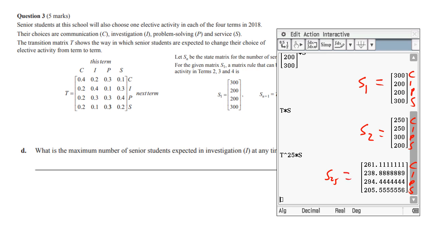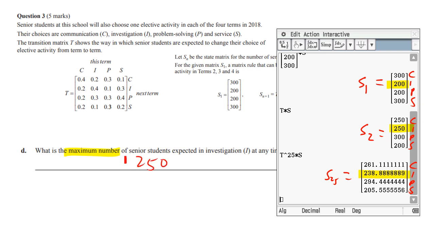All right, we could have done S3 and S4, and then just had to find the maximum number. But you can see that investigation is 200, then it's 250, and you can see that over the long term, it just goes to 239. So what people often did in this question was they wrote 239 because they thought that was what they're asking. They're asking for the steady state. But if we look at those numbers, which one is the maximum?